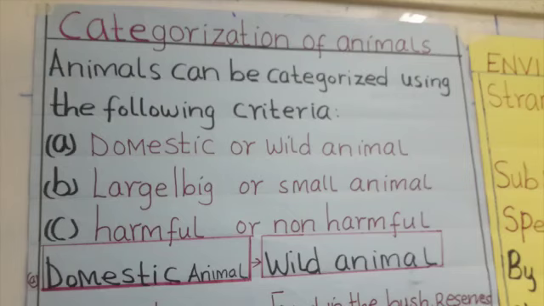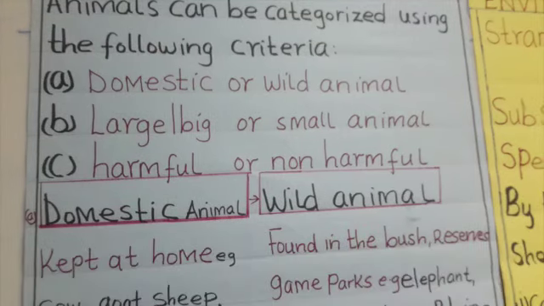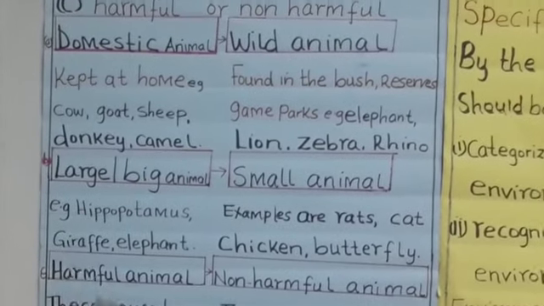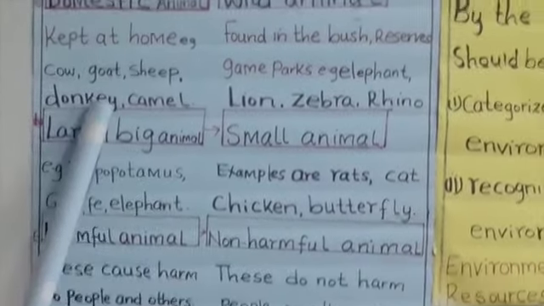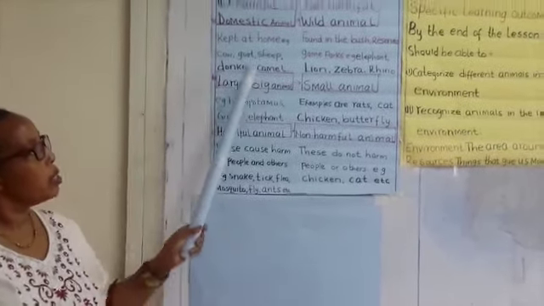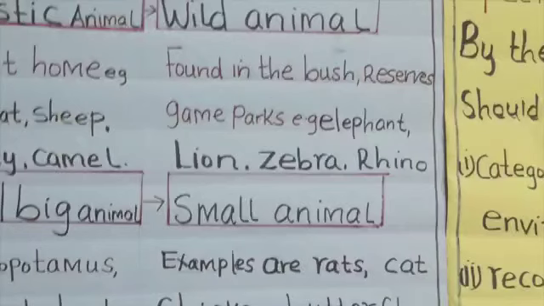So we start with the first criteria, which is a domestic animal or a wild animal. So what is a domestic animal? Domestic animals are those animals that we keep at home. My dear learner, in your environment, in your home, you have several animals which you live with. For example, a cow, a goat, a sheep, a donkey, or a camel, and many others. Even dogs are domestic animals. Then those that are not kept at home are called wild animals.